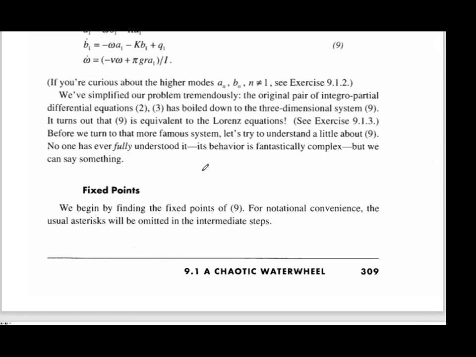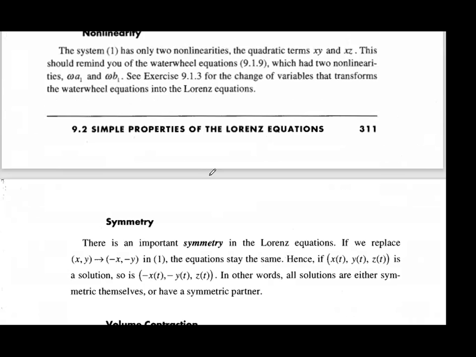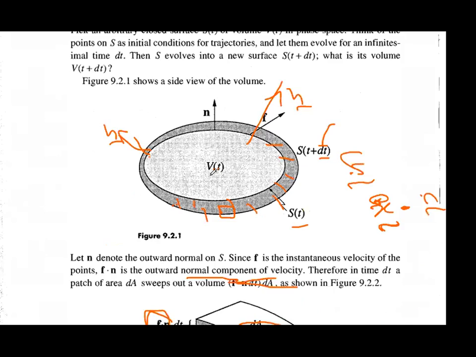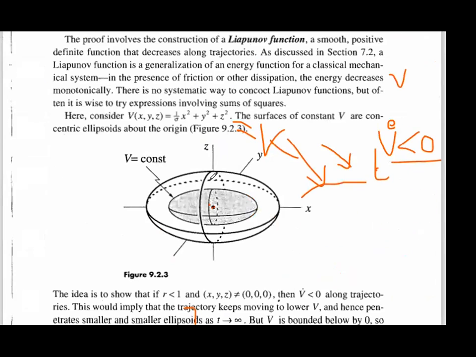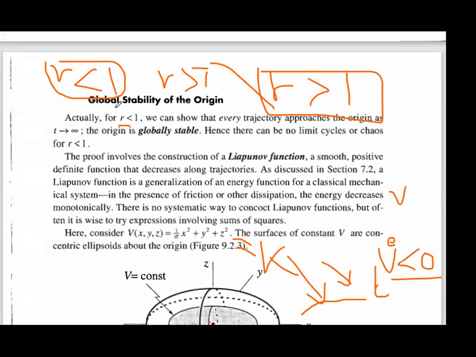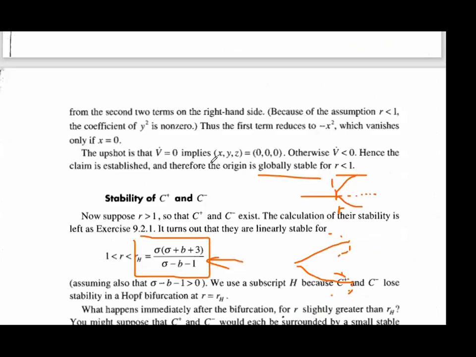From the Lyapunov part, the energy function, we show that it is not only stable but also globally stable. By finding a function like this, we showed that the origin is stable in this region. We show that it is globally stable. That is important, right?